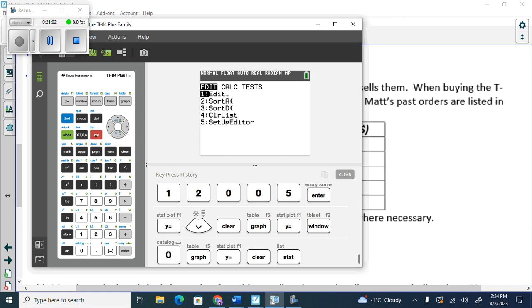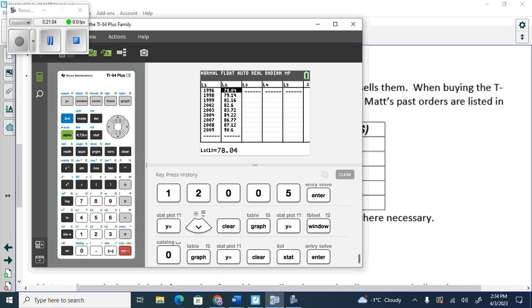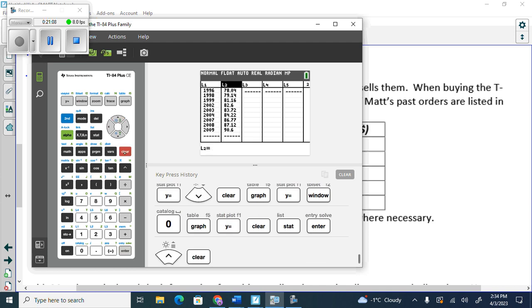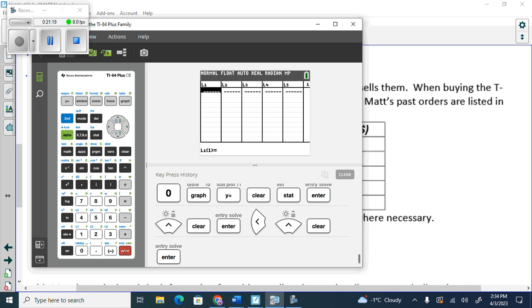Then we go stat, edit. Now remember, we want to clear lists. We don't want to delete lists. So we go to the top and we press clear, enter, because we want to clear the list, not delete. If you delete a list, you have to call me over because I've reset your calculator. And then we go to L1 and we go clear, enter. There will be someone who deletes their list every single semester. Do not delete, clear. What did you do? You did it? No, don't do it. It's not a challenge.